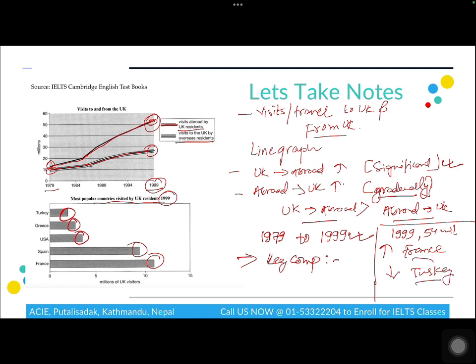Now, since we are done with note making, let us quickly go to the introduction part, and let us see what are the components that you must include in the introduction.